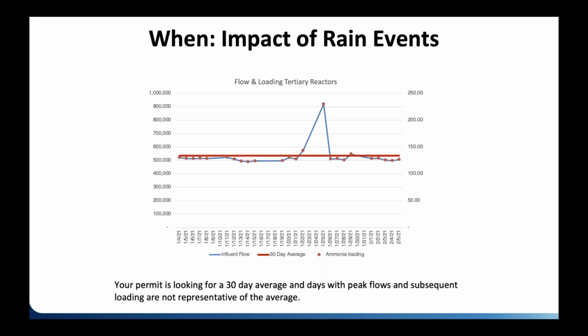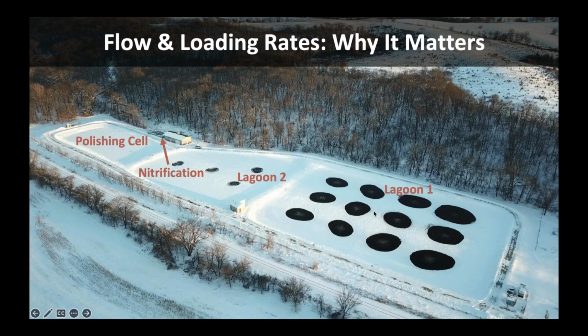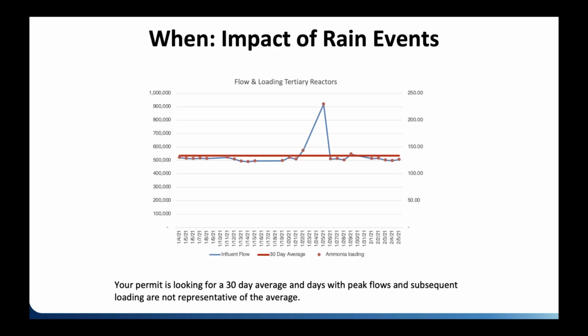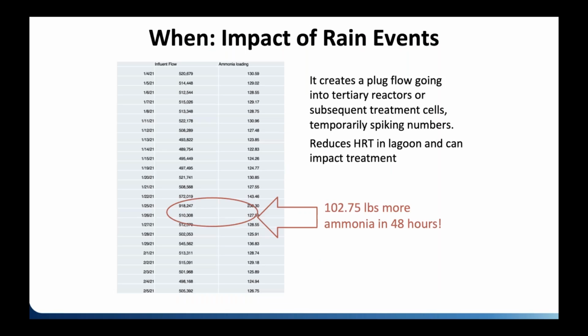It's not only that they reduce the amount of hydraulic retention time. When water gets pushed, water comes into Lagoon 1 and it pushes water out of Lagoon 1 and into Lagoon 2. And the water from Lagoon 2 gets pushed into the nitrification reactor. So it doesn't immediately get diluted by all the rainwater. It just pushes that flow and that loading with all that material through, such that you get a massive spike in the actual pounds per day of ammonia going into that nitrification reactor. It got 102.7 pounds more ammonia within 48 hours.